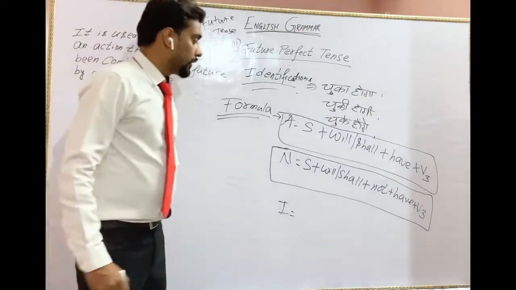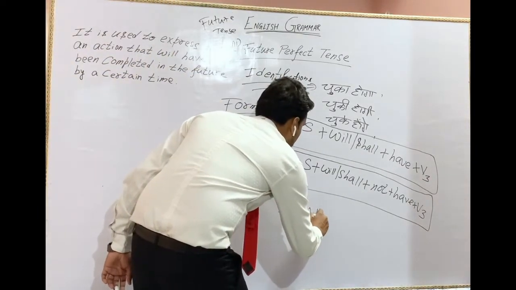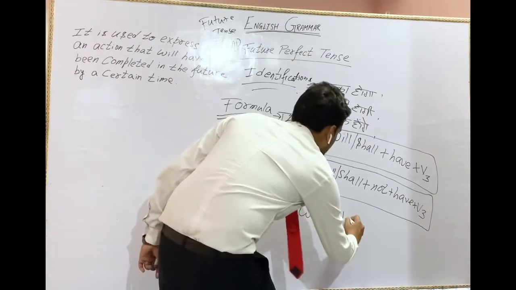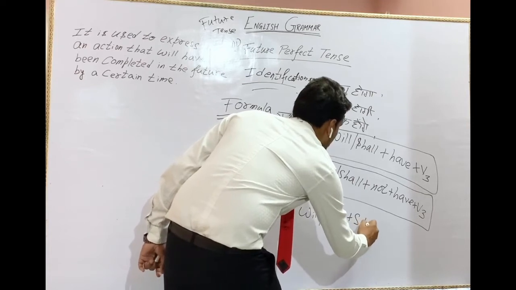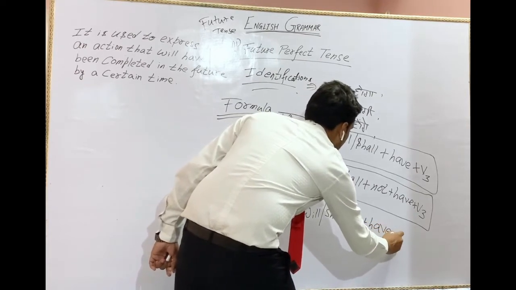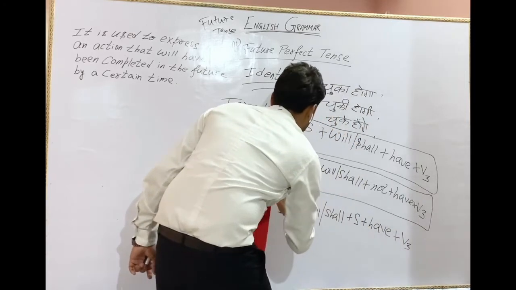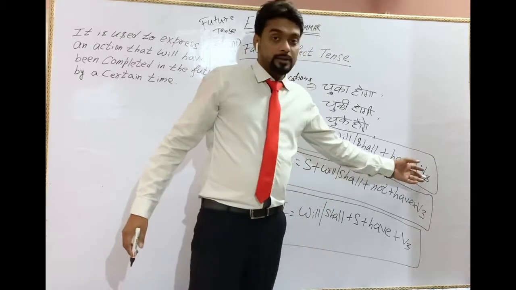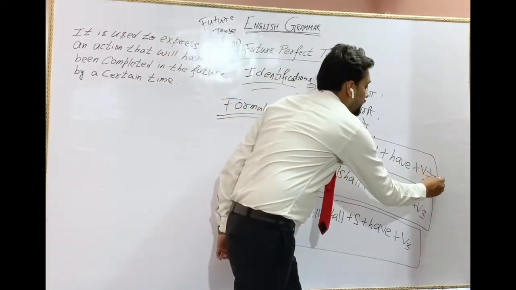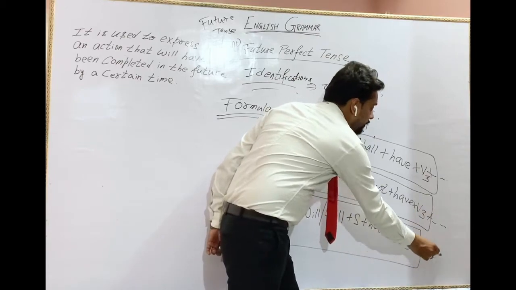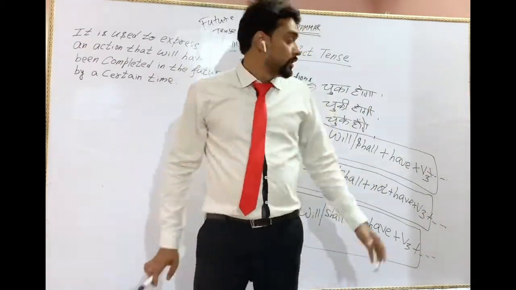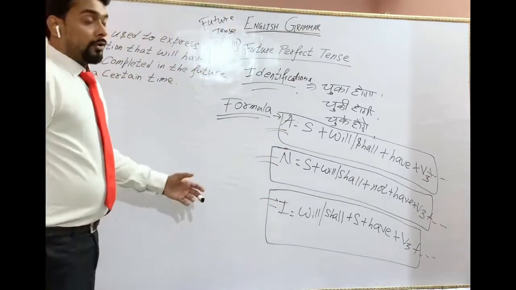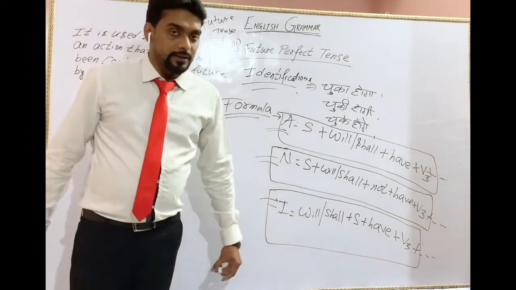Got it? Now interrogative. Will or shall plus subject plus have plus V3. Again the same thing. If there's an object, then put the object over here. If there's no object, this will be the formula. So check out these formulas so that you won't have any problem practicing your future perfect tense examples.